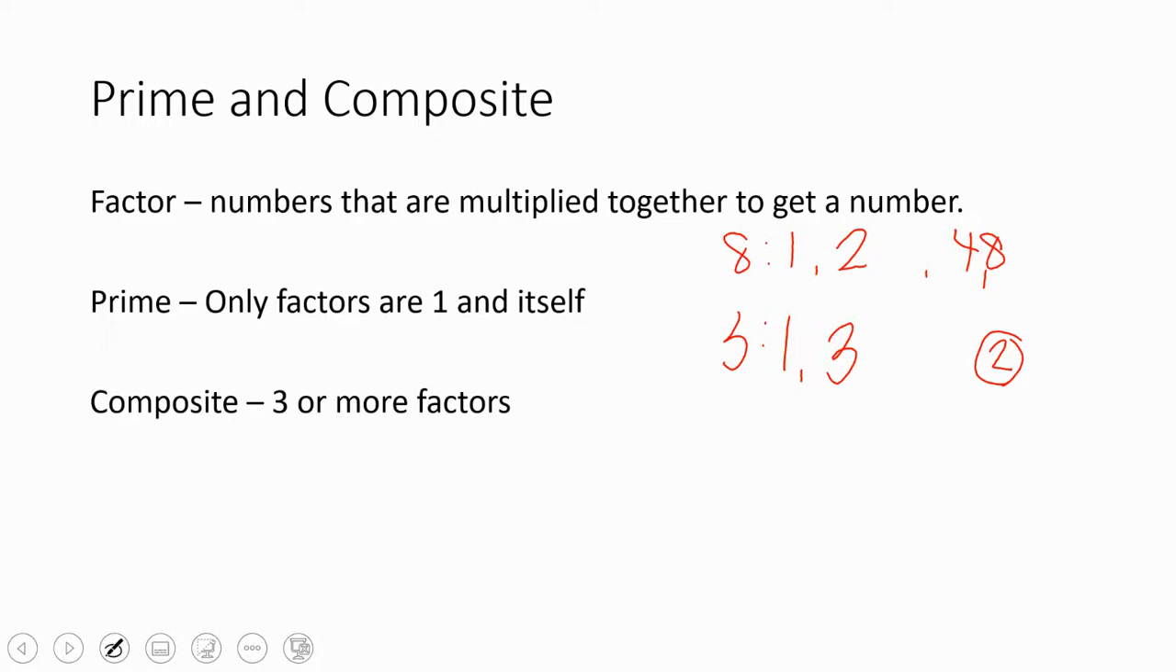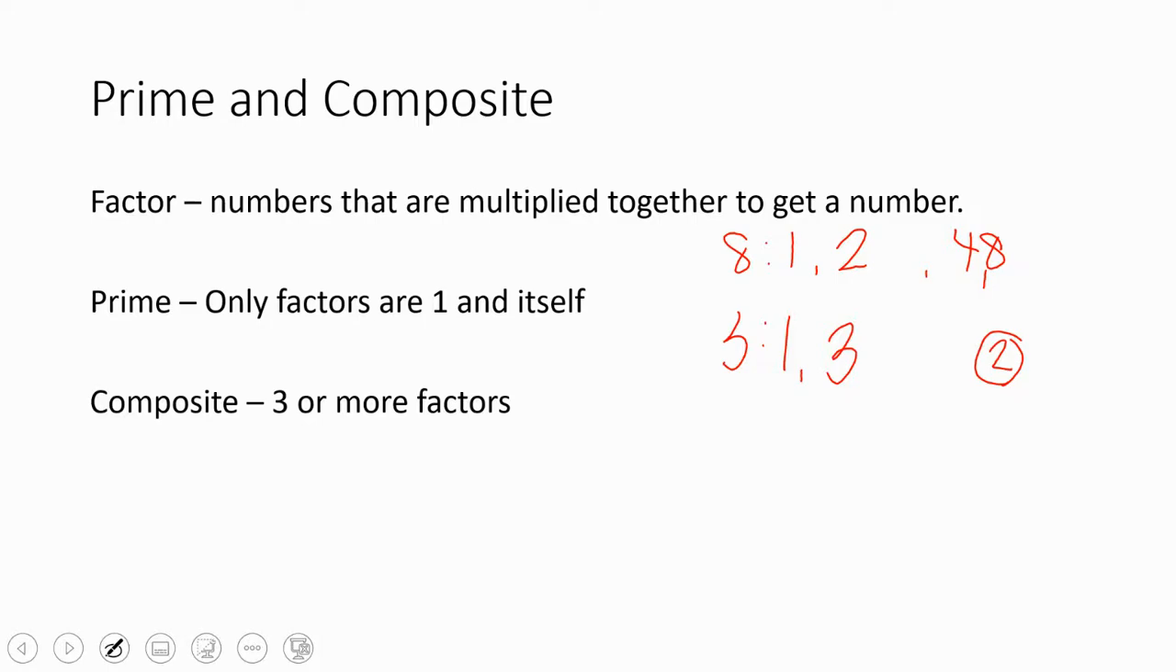All right, so composite just means it has 3 or more factors. So it means you can divide it by something other than 1 and itself. So for example, 8, right? You can divide it by 2, you can divide it by 4. It actually has 4 factors. There's 4 things you can divide it by.